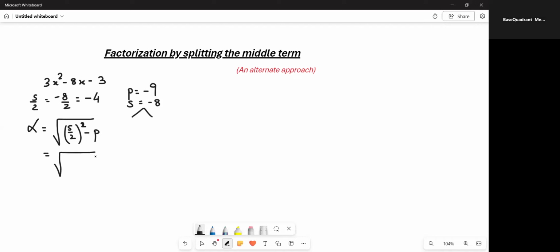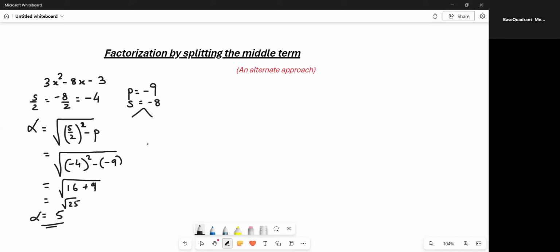Let's substitute the values. S upon 2 is minus 4, correct? So, minus 4 the whole square minus, the product is minus 9. So, minus P means minus minus 9. All right. This will be root of 16 plus 9, negative times negative is positive. So 16 plus 9, which is square root of 25, and that is 5. So alpha is equal to 5.